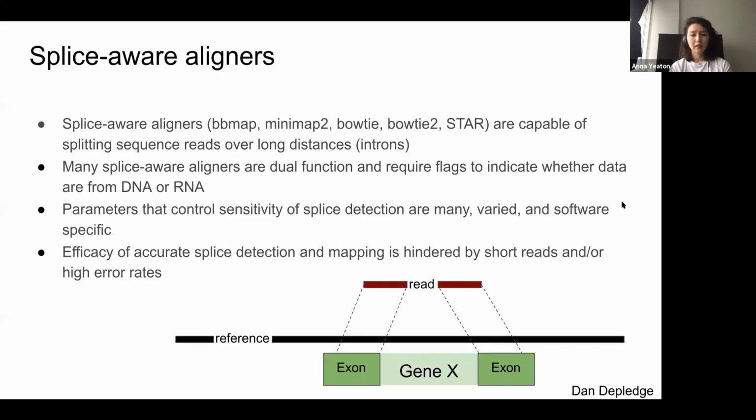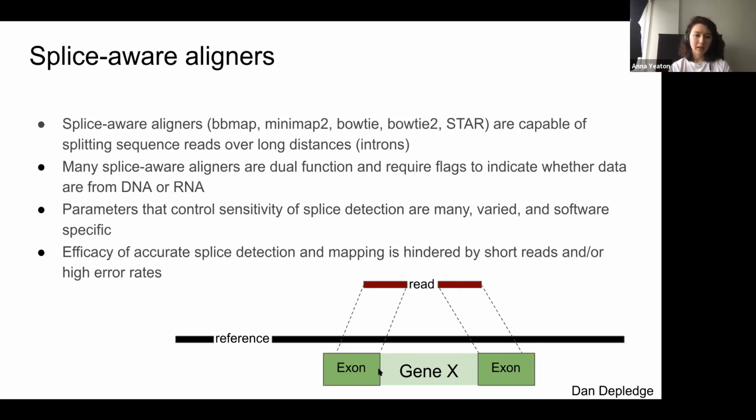Okay, now there are different types of aligners. If you're doing RNA sequencing, you want to use a splice-aware aligner, like BBMap, Minimap2, Bowtie, or STAR, and that's because these aligners are capable of splitting one read across long distances. So basically splitting up your read to only map to the exons, like you can see in the schematic I made down here.